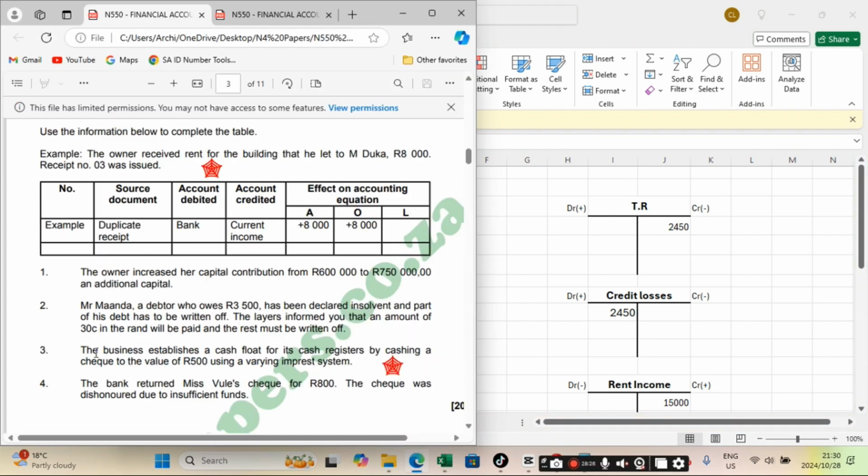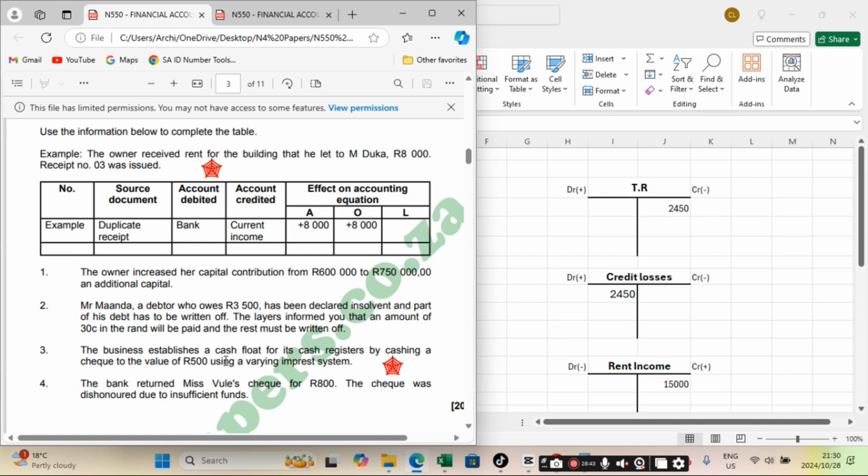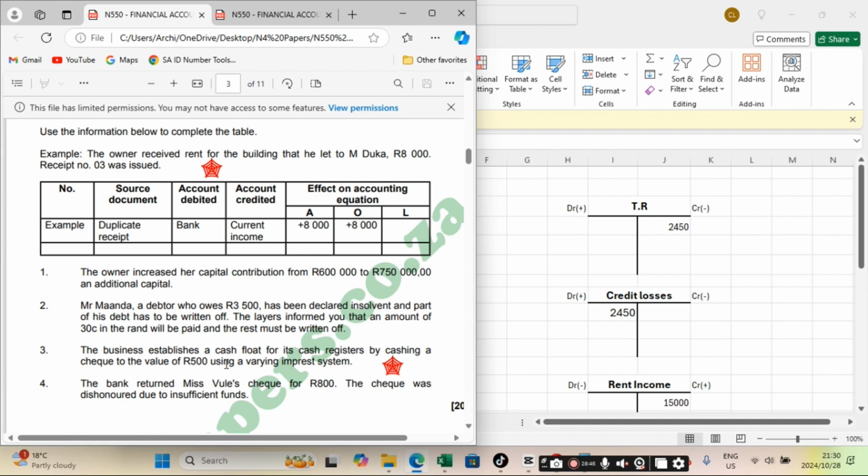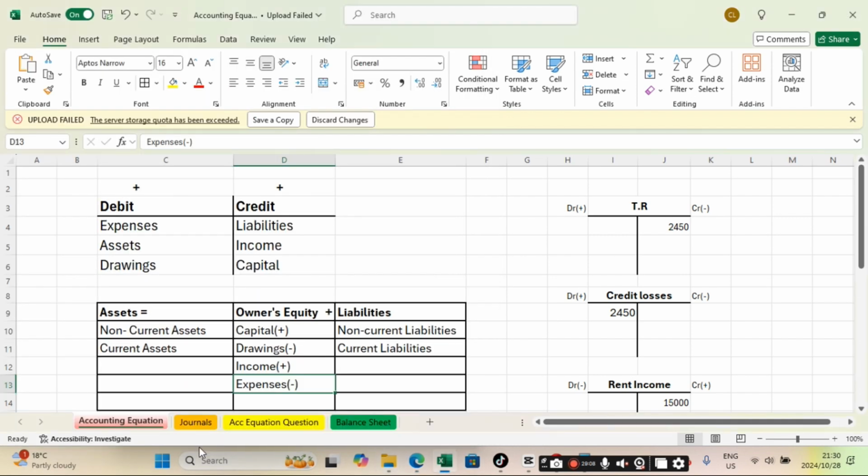Then they're saying the business established a cash float for its cash registers by cashing a check to the value of 500 using an imprest system. So we are cashing a check to our cash float. Us as the business, we are cashing a check to what? To our cash float. We're taking money to our cash float. So, source document: which source document will be affected with this?